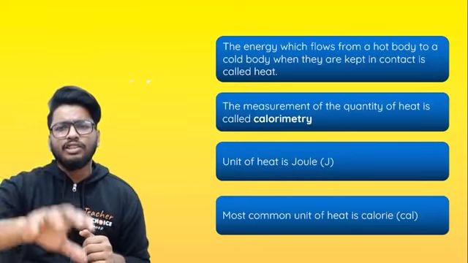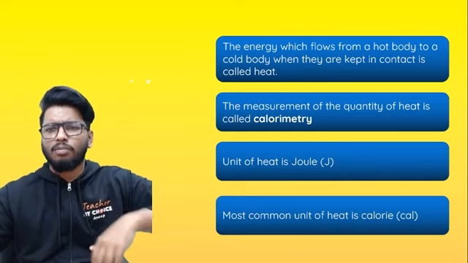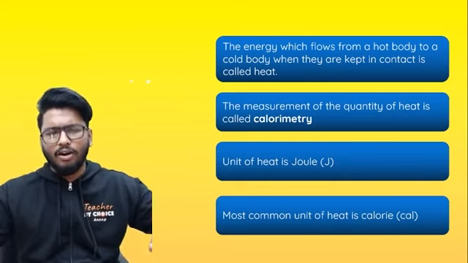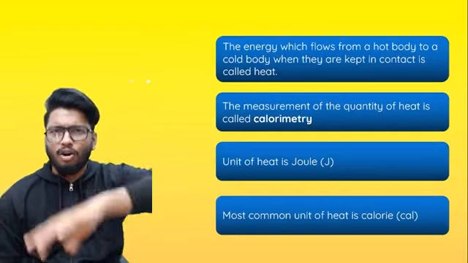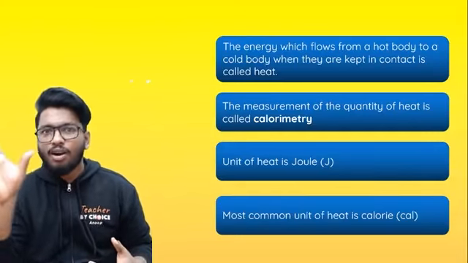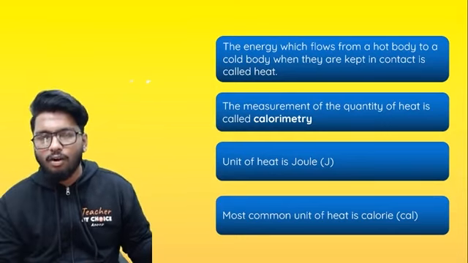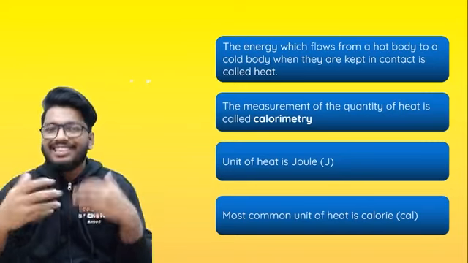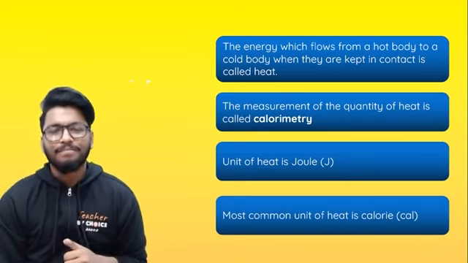So what is heat? The energy flow which flows from a hot object to a cold object is what is called heat, when they are kept in contact. How do you notice that? If you look closely at the cold object, you can see that the molecules start moving more randomly, which means that they're getting a lot of heat energy. So that's what is heat.